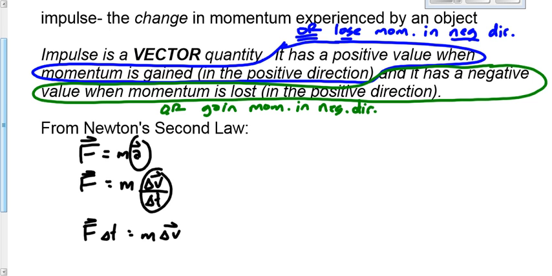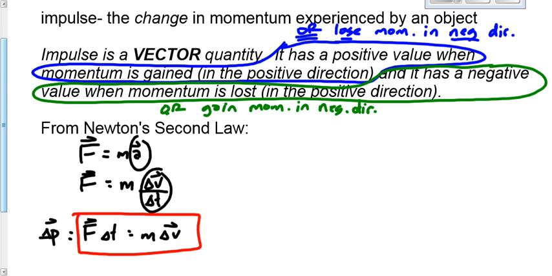Let's write out a delta p in front of this. That's going to be my symbol for impulse, F times delta t. Sorry, yeah, delta p. So impulse is equal to F times t, and it's also equal to m times delta v. Now, I'm going to circle this in red.